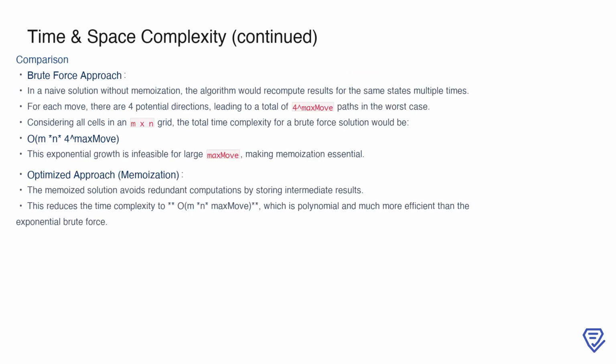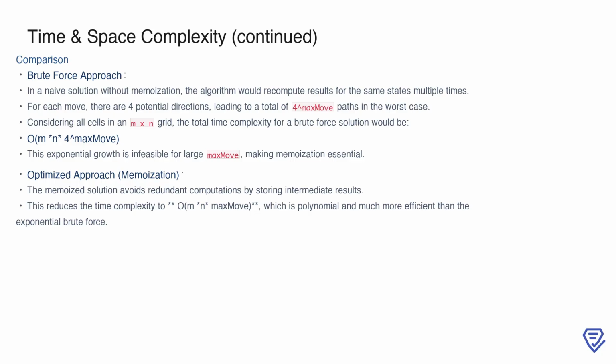To appreciate the efficiency of this approach, let's compare it with a brute force solution. In a naive approach without memoization, the algorithm would recompute results for the same states repeatedly. For each move, there are 4 potential directions, resulting in 4^max move paths in the worst case. When considering all cells in an m x n grid, the total time complexity for the brute force approach would be m * n * 4^max move.